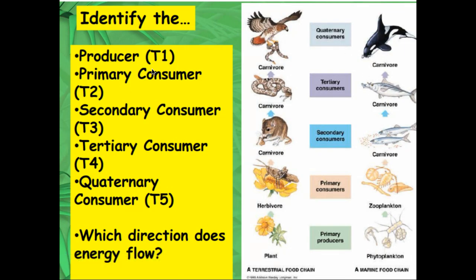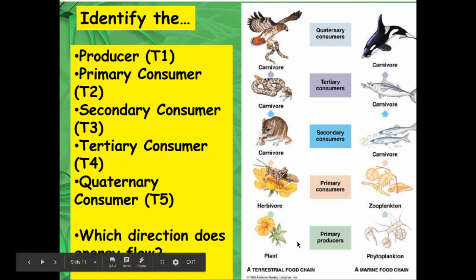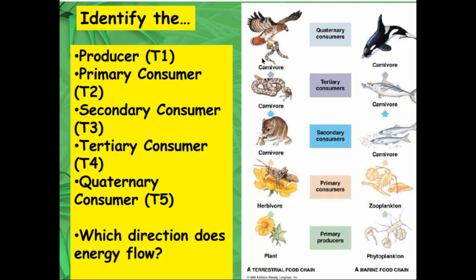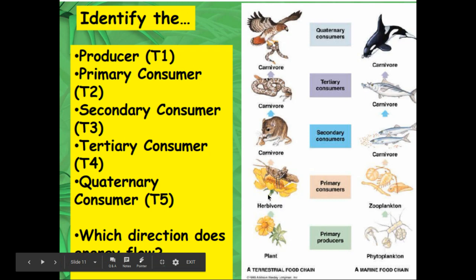So in this case, it says identify the primary consumer or the producer, which is our first trophic level, primary consumer, which is our second, all the way to quaternary. Well, here we go. We have our primary producers. This is our plants, our herbivores, carnivores, and you can see that it flows up in this direction. You can see the arrows are flowing up. That means the energy goes from this direction, from bottom to top.